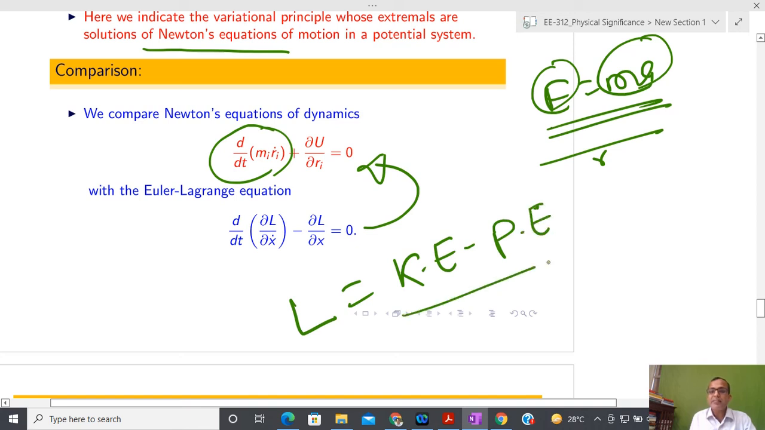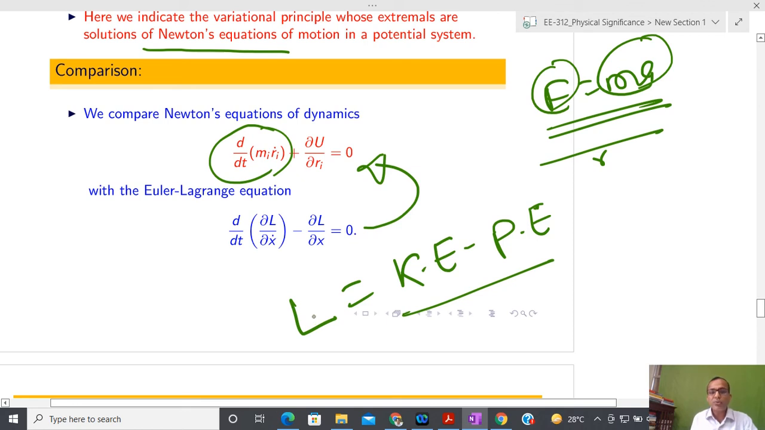So basically, what I mean to say is that whenever some physical system is evolving, they try to extremize this difference, because sometimes extrema are minima, sometimes maxima. Later people have shown that it is a minimum only. Okay, I will discuss that.